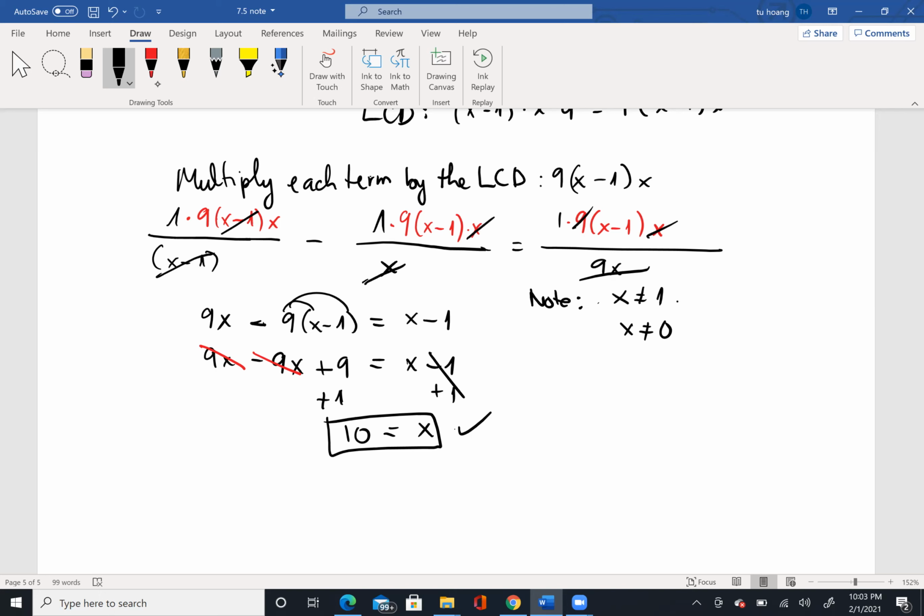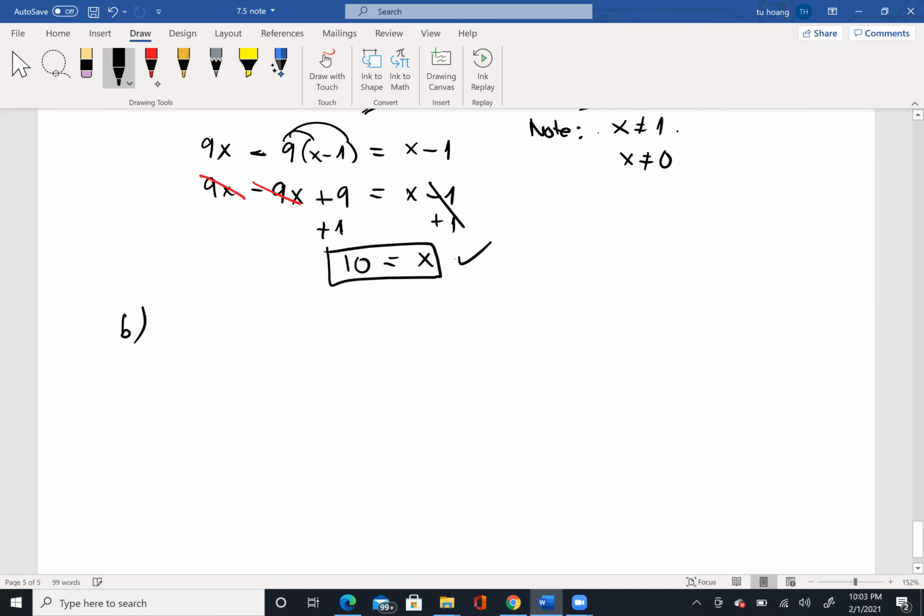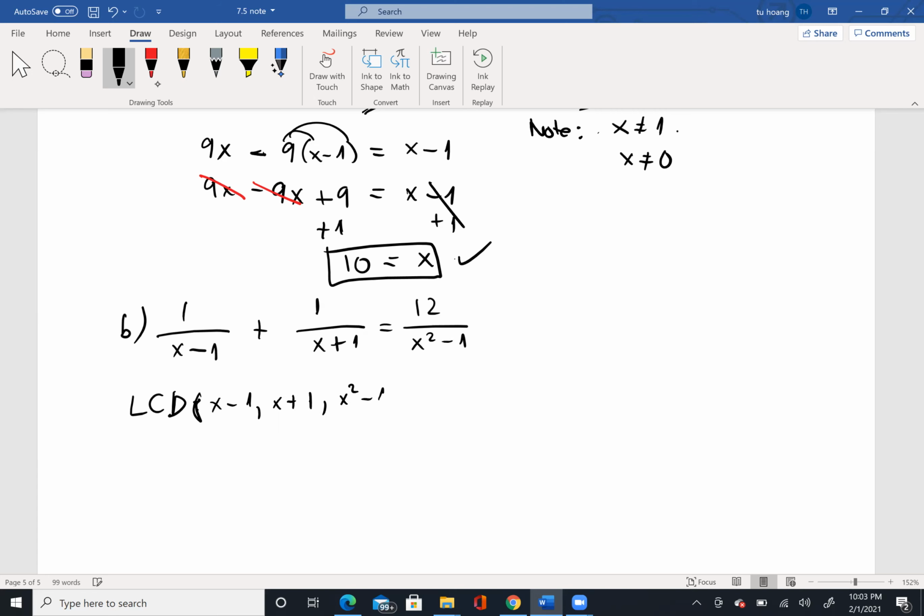Okay, so what about we try to have one more example for this. So 1 over x minus 1 plus 1 over x plus 1, and then equal to 12 over x squared minus 1. Okay, so first thing, I'm going to find the LCD of all the denominators in here. LCD of x minus 1, x plus 1, and x squared minus 1.